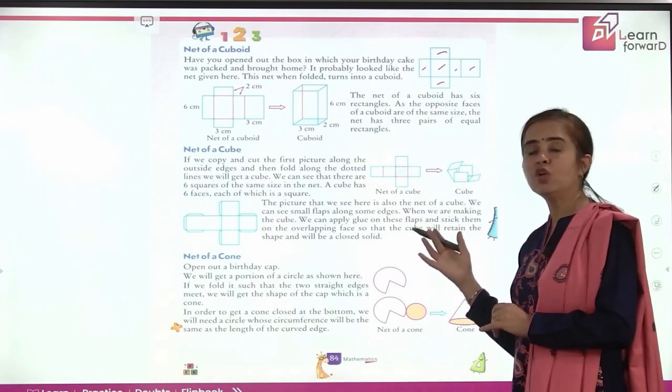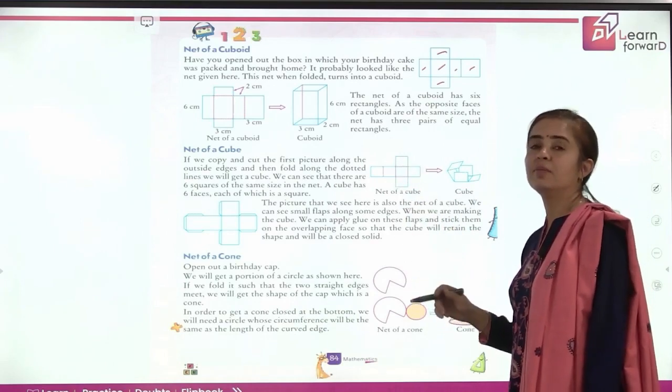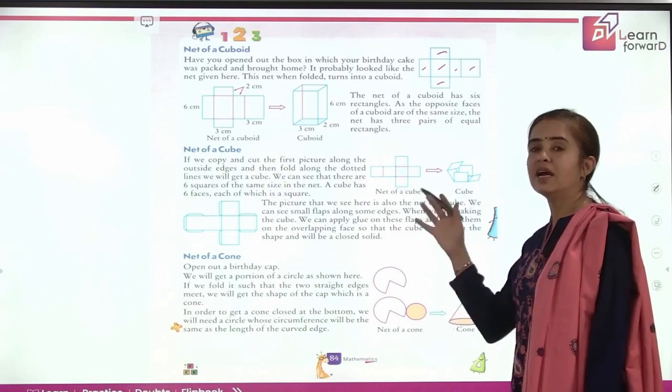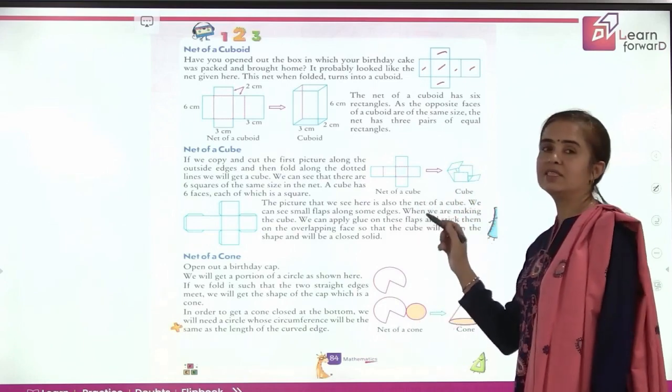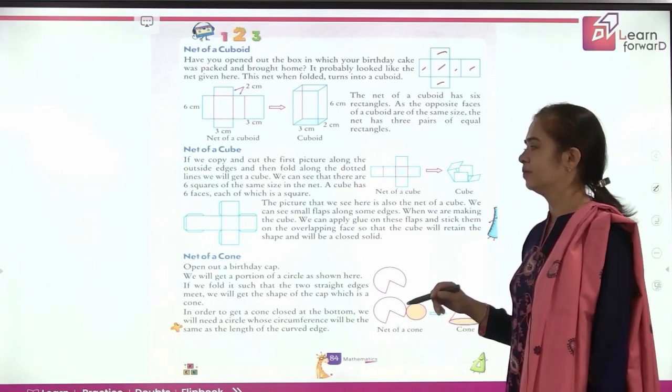In case of a cube, because all faces are alike, you can just make 6 faces like this, cut them, and then you can see you get a solid cube when you fold it.